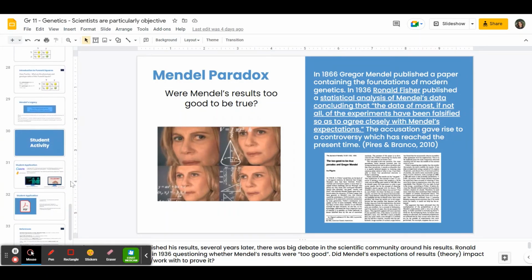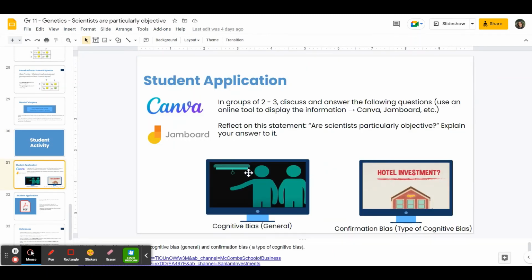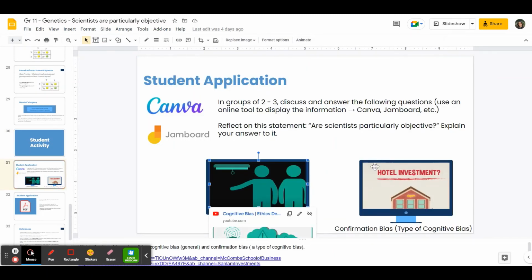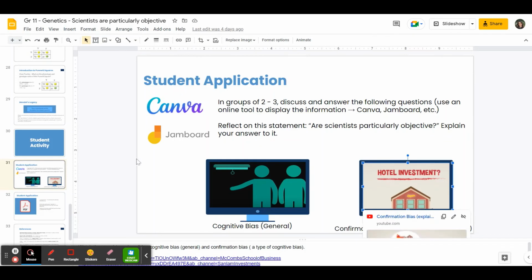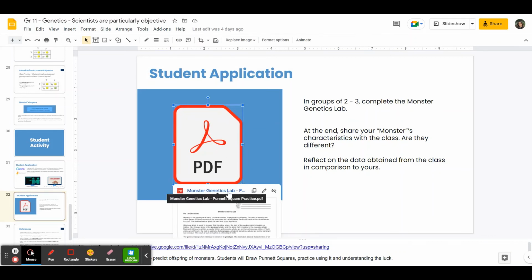Now, as you get to the end, you have a student activity. And so here you can interact with the slides by selecting the links that open different YouTube videos that can help teach different lessons. And then the actual activity is also linked over here as a PDF, which is a monster genetics lab to practice their Punnett squares, as well as think about Mendel's paradox.